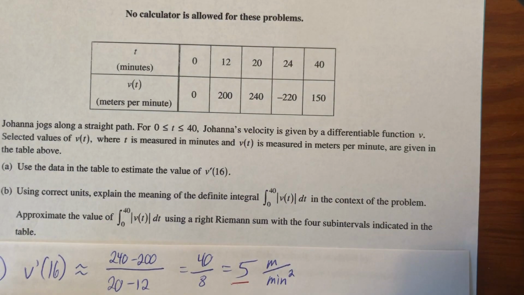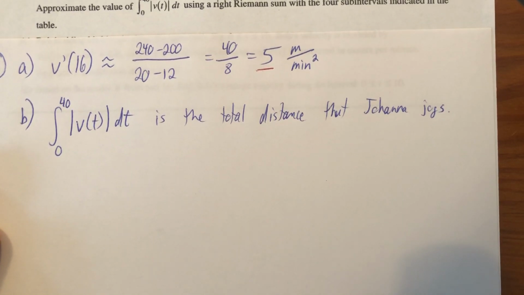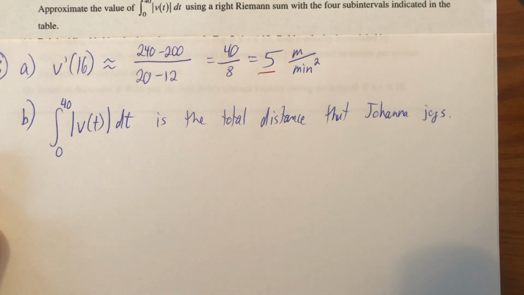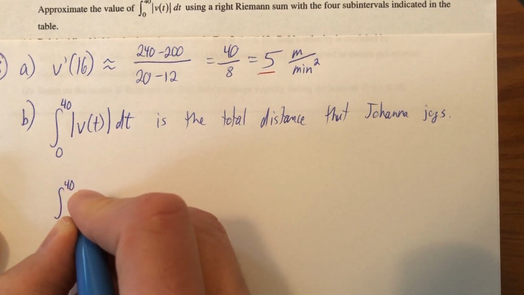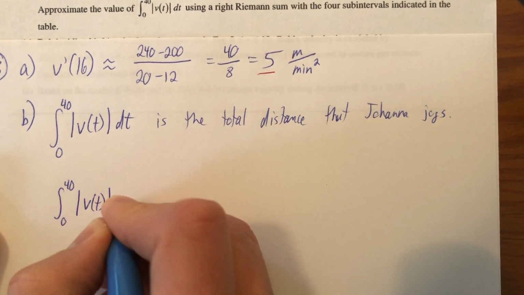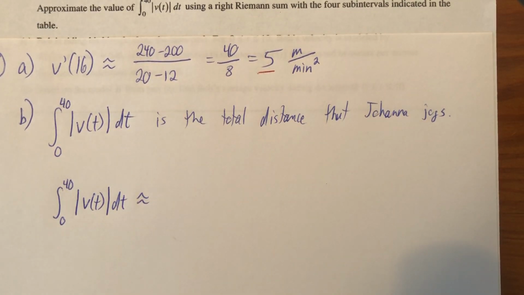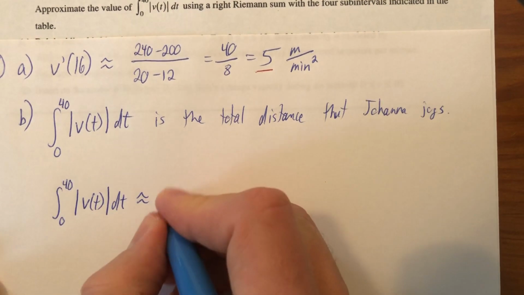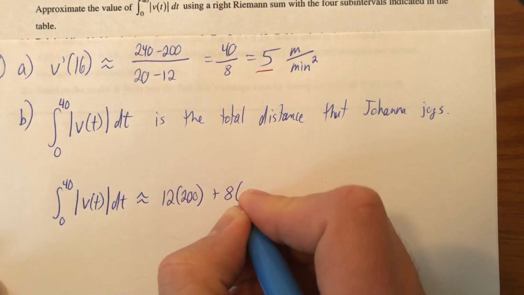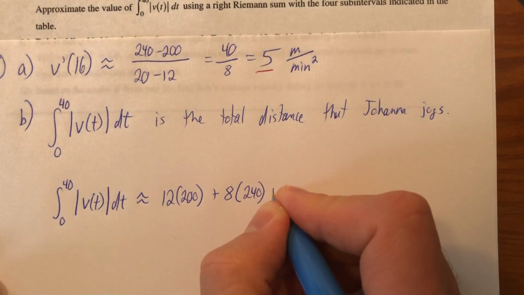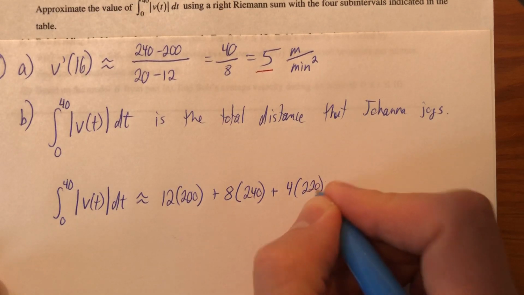Positive 150. So here goes. When we approximate that using a right Riemann sum with 4 subintervals indicated in the table, then I'm going to say that the total distance that she traveled is approximately, and here goes, my first rectangle is 12 wide and 200 high. My second rectangle is 8 wide, 240 high. My third rectangle is 4 wide and 220, positive, high.